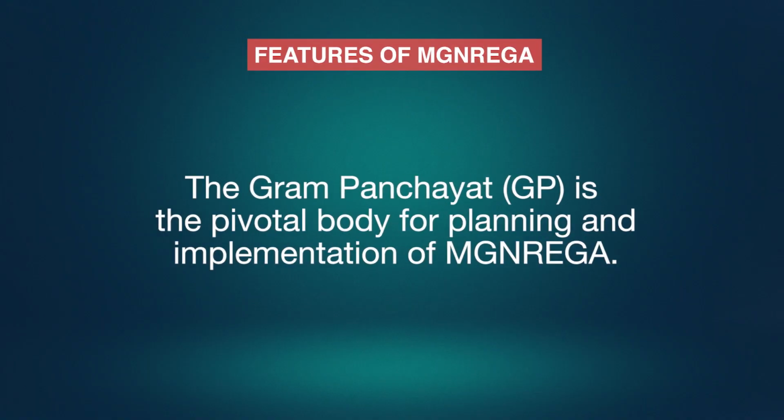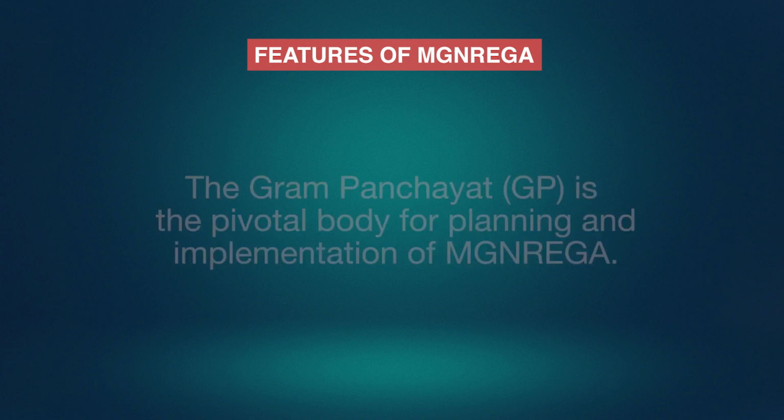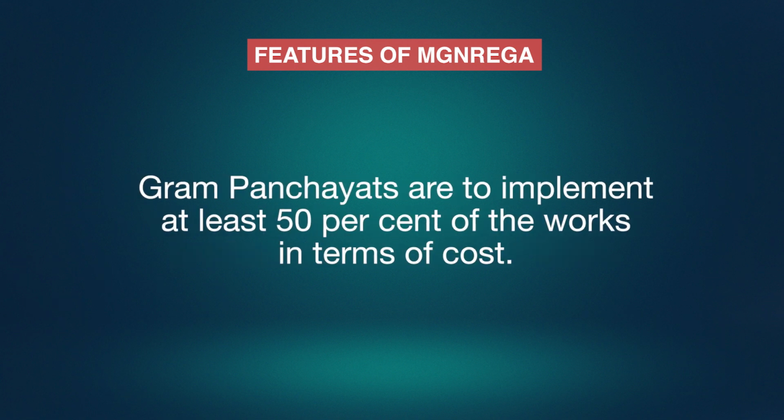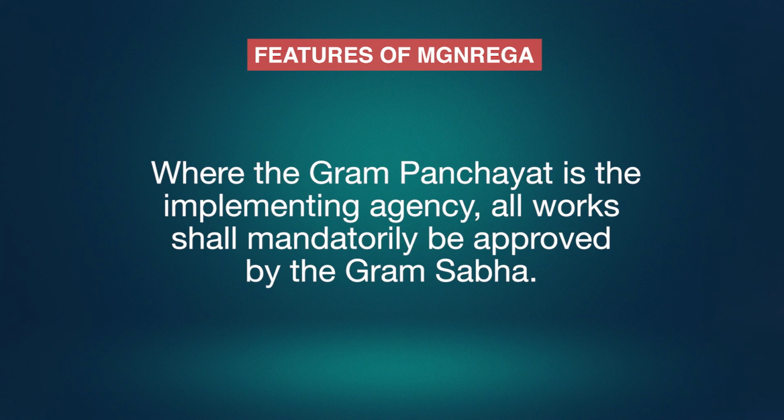Thus, this program is unique in the sense that its implementation takes a bottom-up approach. The next important feature is the pivotal role played by Gram Panchayats in the implementation of MGNREGA. Gram Panchayats are supposed to implement at least 50% of the works in terms of cost. Where the Gram Panchayat is the implementing agency, all work shall mandatorily be approved by the Gram Sabha, which makes this scheme highly participatory in nature.